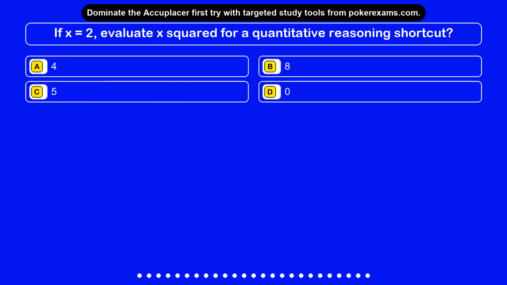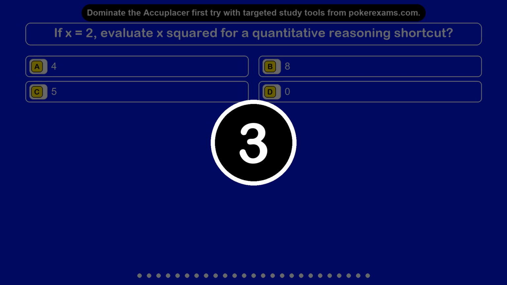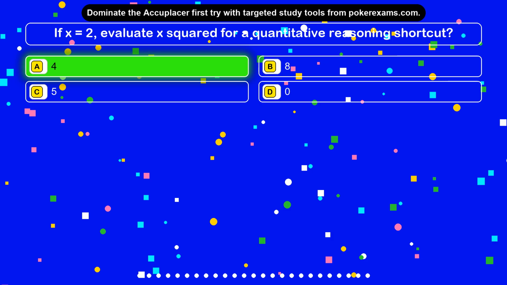Question 7. If x equals 2, evaluate x squared for a quantitative reasoning shortcut. Option A, 4. Option B, 8. Option C, 5. Option D, 0. The correct answer is option A, 4.